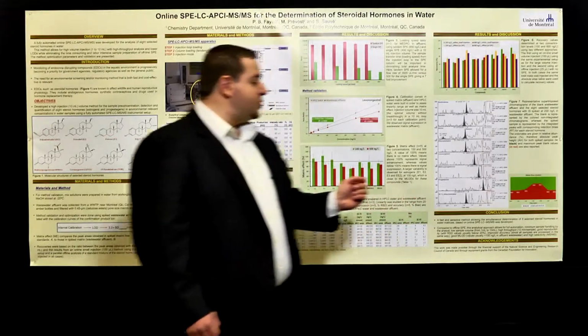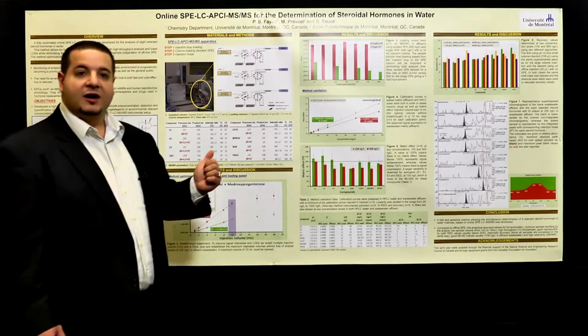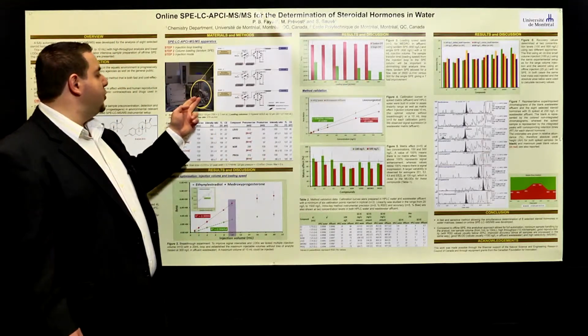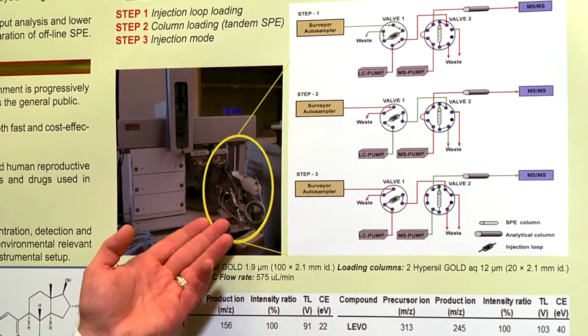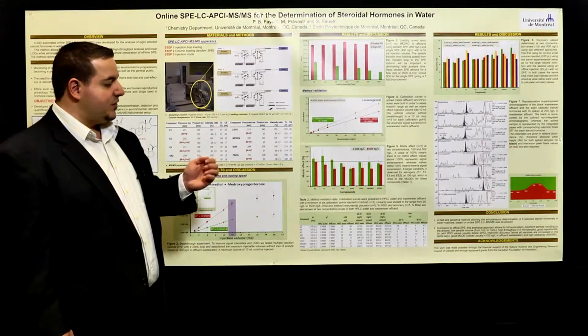And bear in mind that the interesting thing here is that we're higher throughput than the offline SPE method. And also here we're able to reuse these cartridges to about, in our case, about 250 times. So this is reusable. It's less labor intensive also.